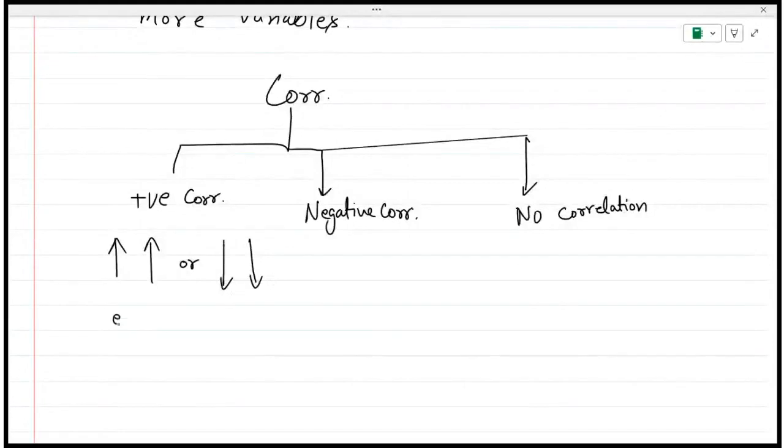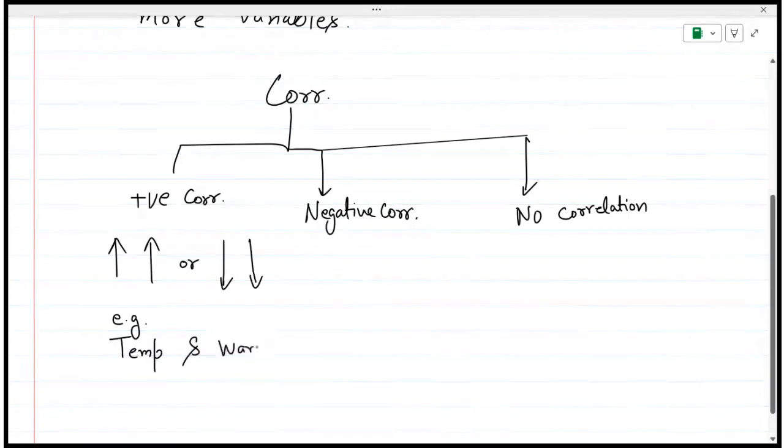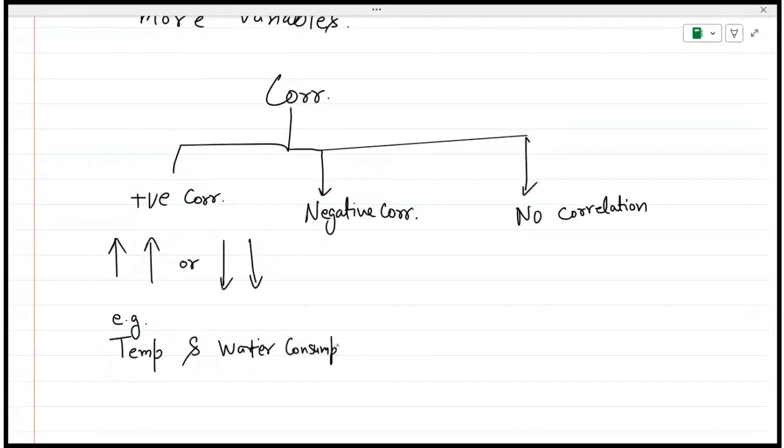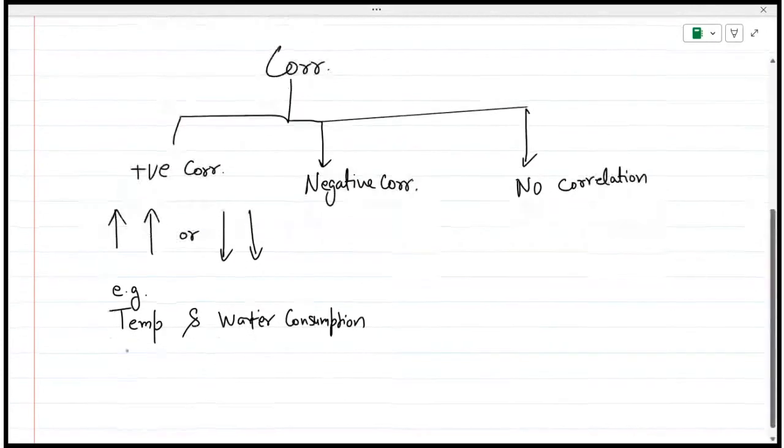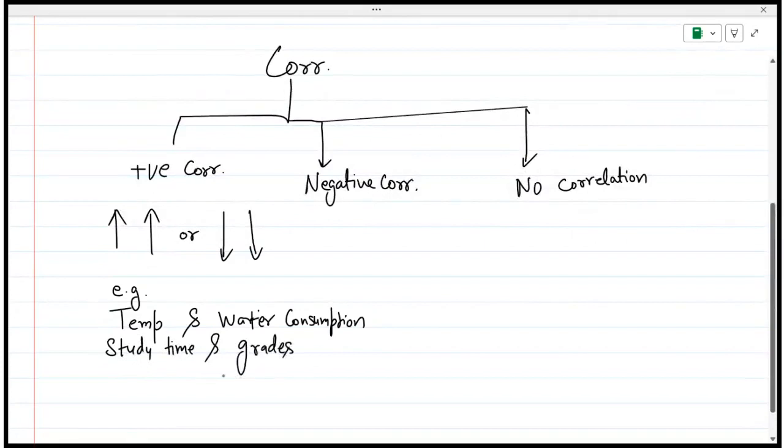For example, if we see temperature and water consumption. If temperature increases, the water consumption also increases. The second example is study time and grades. If you are giving more time to a particular subject, your grades will be higher. If you are giving less time to that subject, your grades will be lower. This is a general trend.